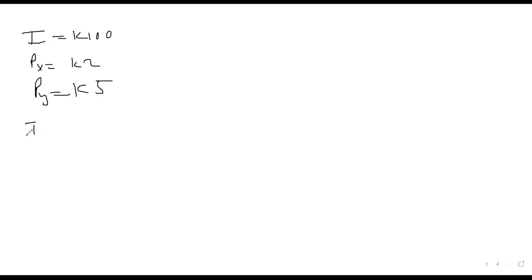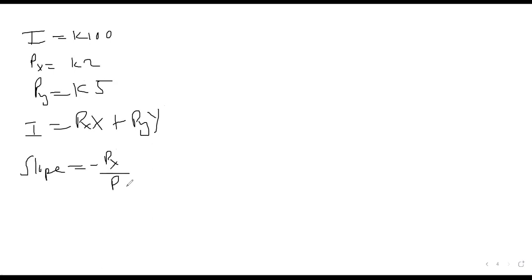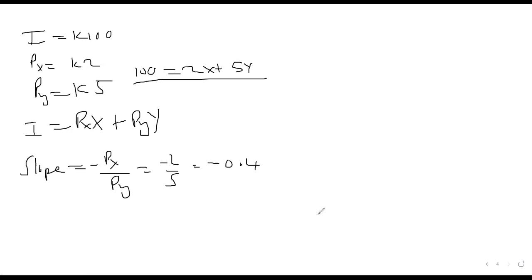The income is given by I is equal to price of X times X plus price of Y times Y. The slope is simply given by negative price of X over price of Y. So in this case, the slope is simply negative 2 over 5, which is negative 0.4. Then the income equation here will be 100 is equal to 2x plus 5y. To plot this, you get the intercepts here. 100 over 2, you get 50. 100 over 5, we get 20.